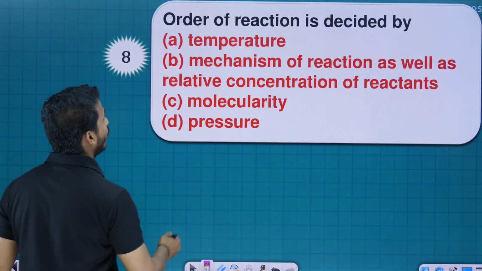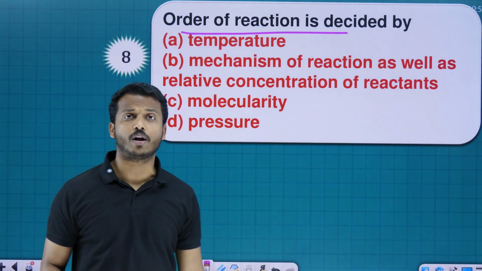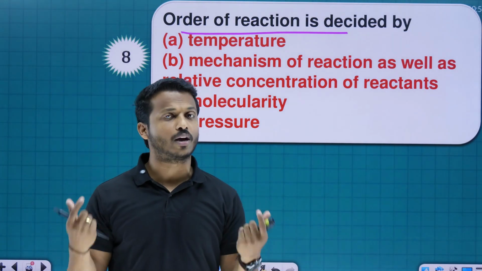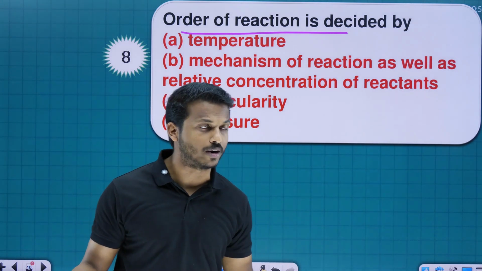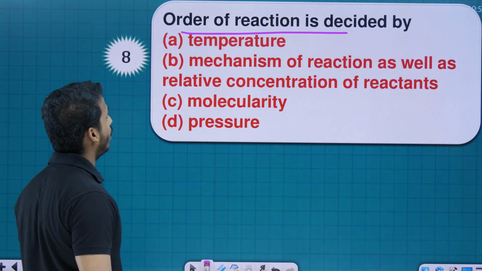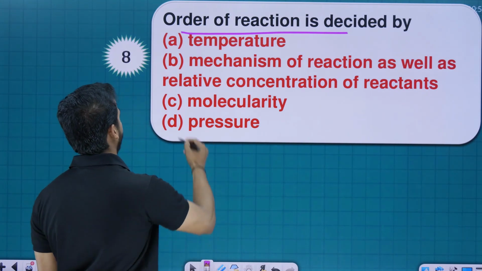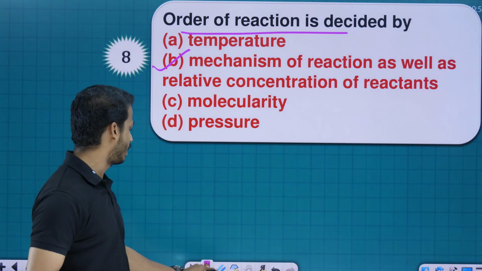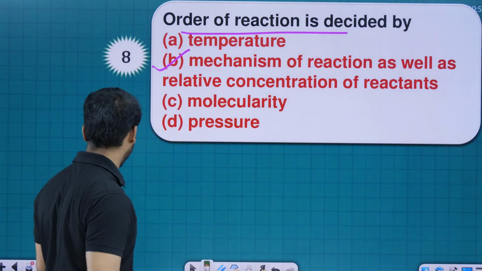Next one, order of a reaction is decided by, how can we calculate order? Order is given by the mechanism of the reaction. From the rate law you can find it, and you know it is an experimental quantity. So order of reaction is decided not by temperature, but by the mechanism of the reaction as well as the relative concentration of the reactants, right? Yes, it is an experimental quantity.